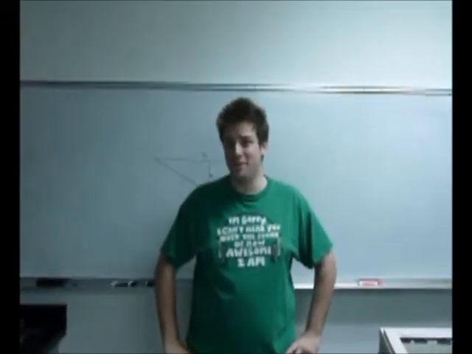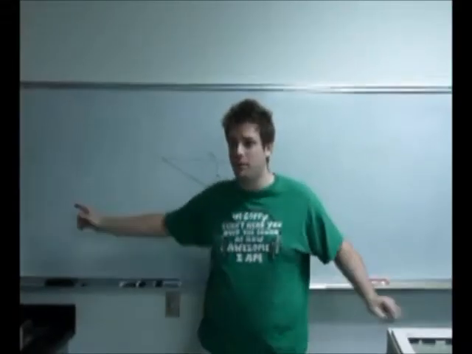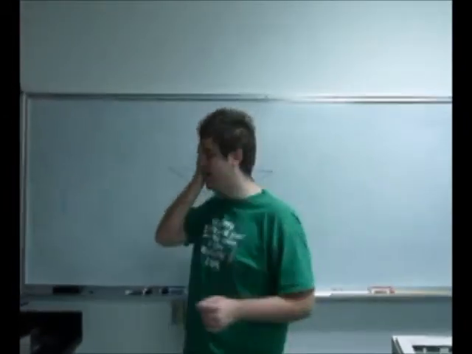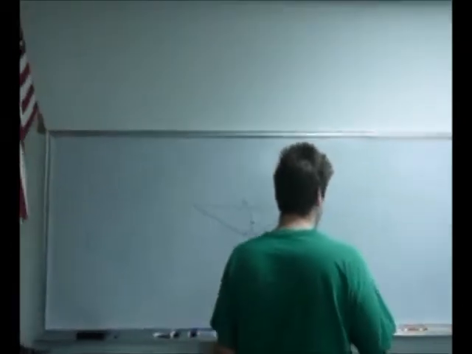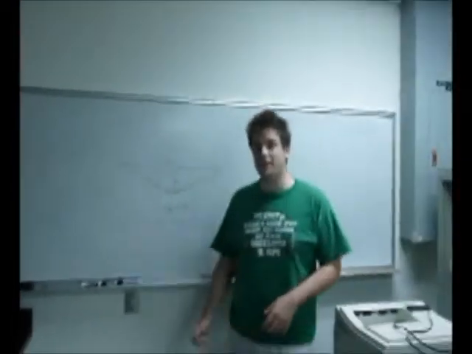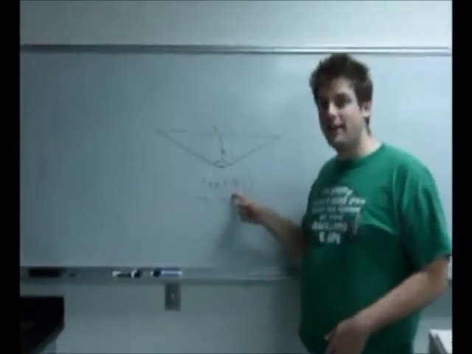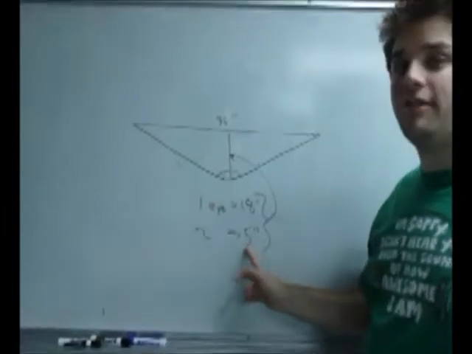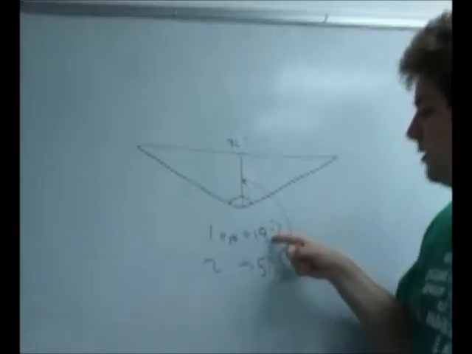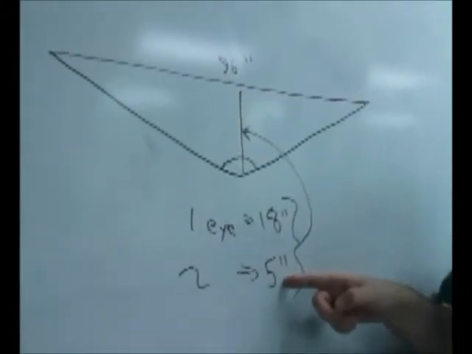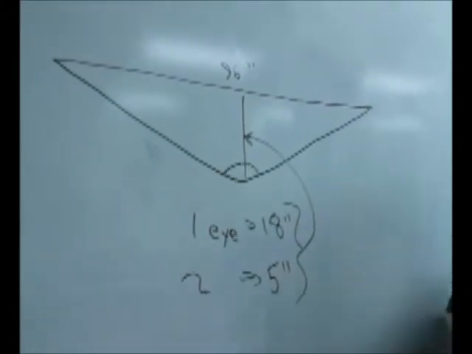Alright, next we measured the field of view of the eye. So here we have a whiteboard. It's 96 inches across. And what I did was I closed one eye and tried to see how close I could stand to the whiteboard and still be able to barely see the edges of it. That turned out to be 18 inches away. Then I did the same thing with both eyes open and was able to stand 5 inches away. This corresponds to 157 degree field of view for one eye and 174 degrees for both eyes.